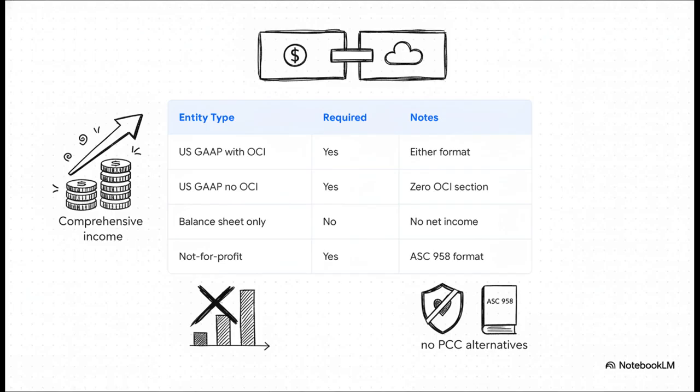What about not-for-profits? Yes, you are also required to present this, although you'll follow the ASC 958 format and use some NFP-specific terminology. And please note this carefully. There are 0 private company council, or PCC, alternatives for this. It is a universal requirement across the board.